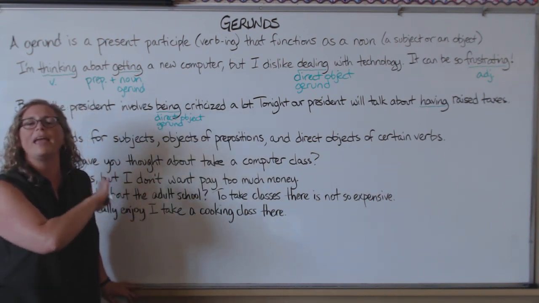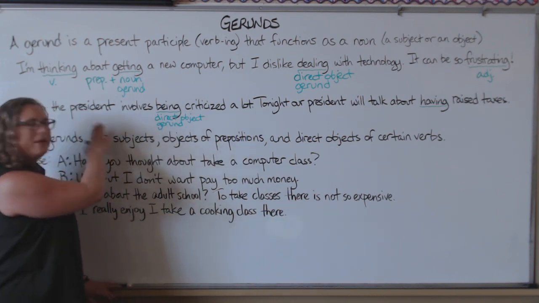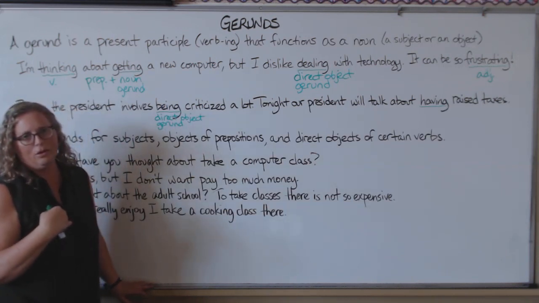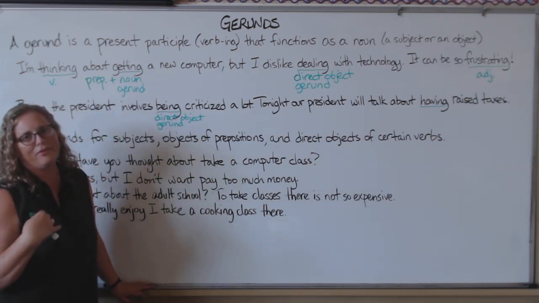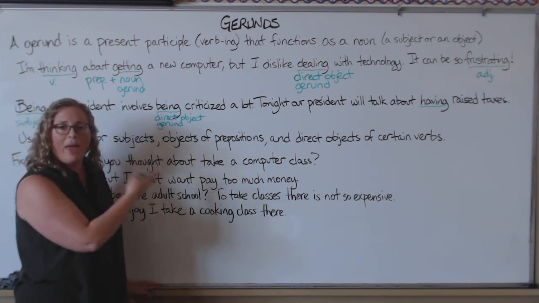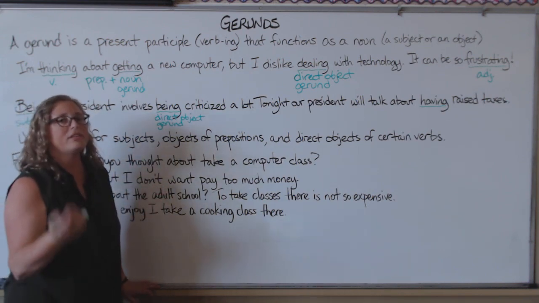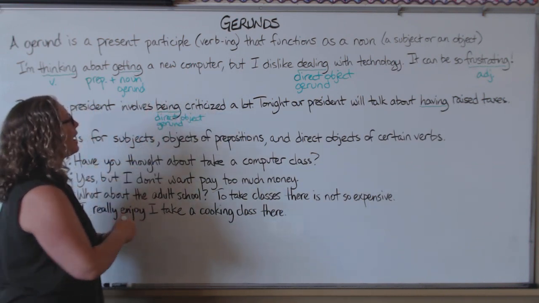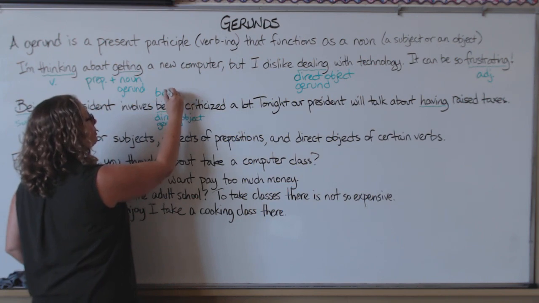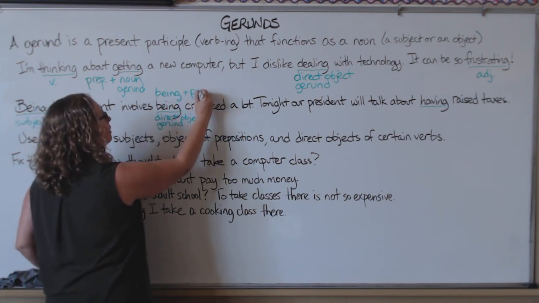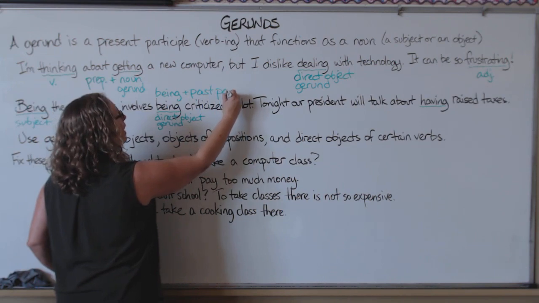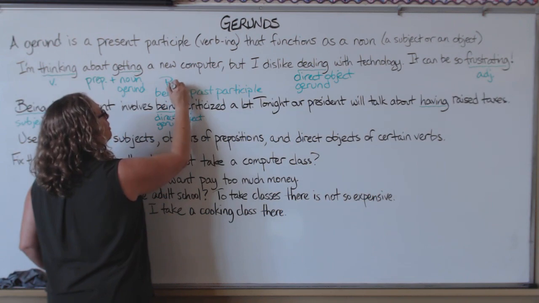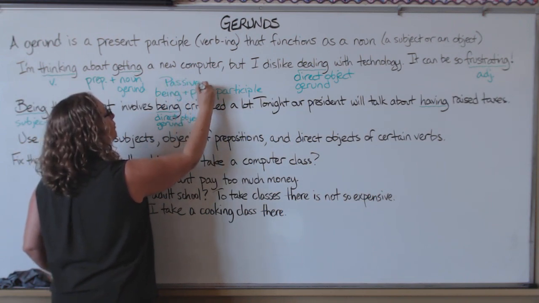The sentence is communicating a general truth that being a president involves receiving criticism, not doing it, but receiving it. So we need to have the passive form. When you want to have the passive form, use being plus a past participle. Okay, and that is the passive form.